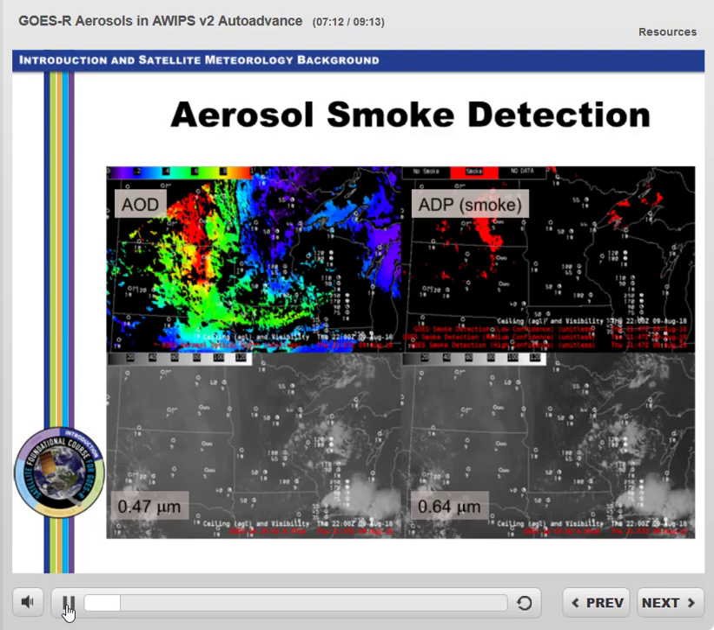Here's an example that shows aerosol detection of smoke in AWIPS in the upper right and aerosol optical depth in the upper left. The local satellite zenith angle limit is also showing up in these GOES-16 images from 22 UTC on 9 October 2018. There's a nice correlation, as you might expect, between lots of smoke and high values of AOD.